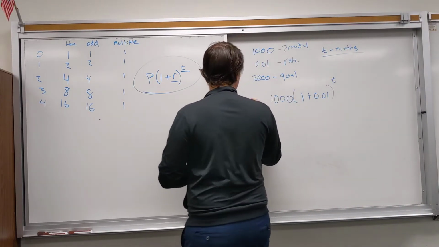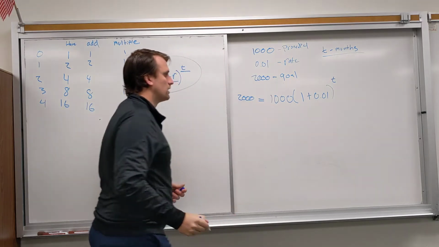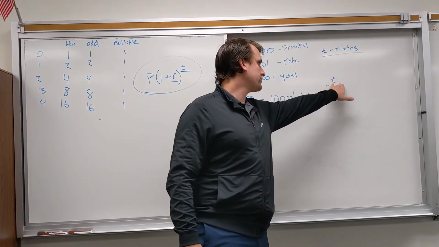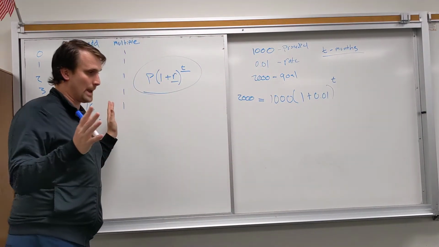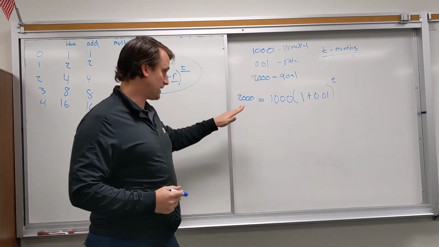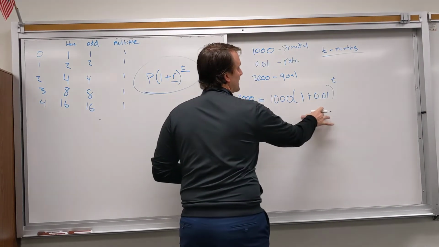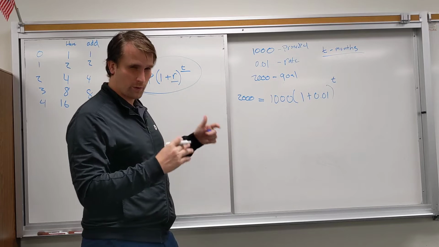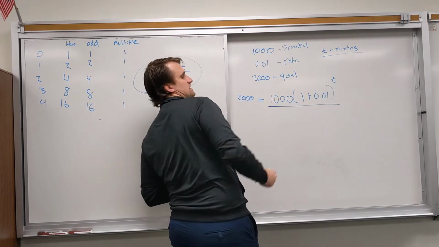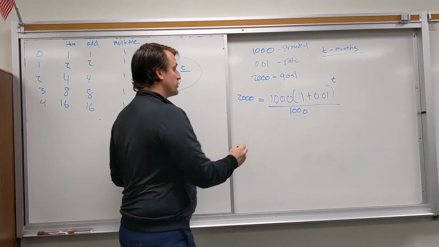We're going to say 2,000 is equal to 1,000 times 1 plus 1% to the power of t, where t is in months. Okay, now we can solve for t. So if I've got 1,000 times an exponential is equal to something, if we remember from our exponential unit, the first thing we need to do is divide that constant out. And of course, whatever we do to one side, we have to do to the other.